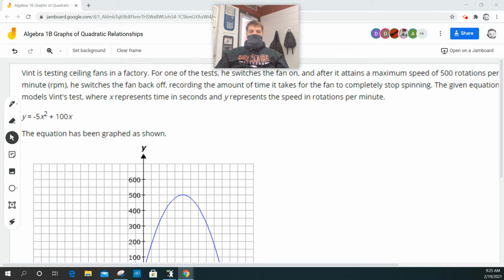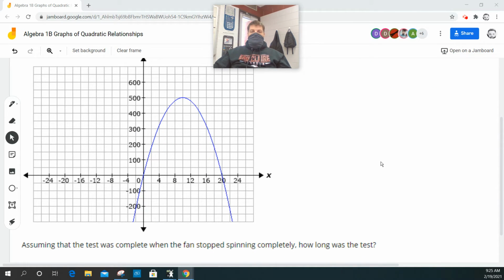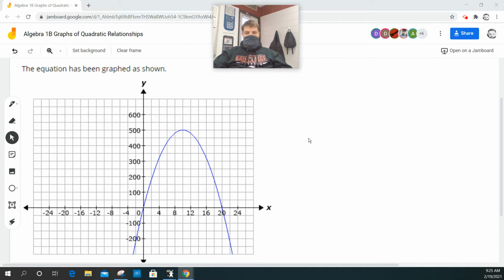All right. So he's got a model here of y equals -5x squared plus 100x, and then he graphs that. So what he's doing is he's turning the fan on. So let's look at the graph first. So he's turning the fan on. So when he turns the fan on, it's not rotating at all, and there's 0 seconds.